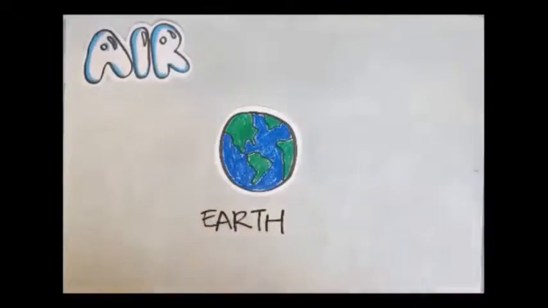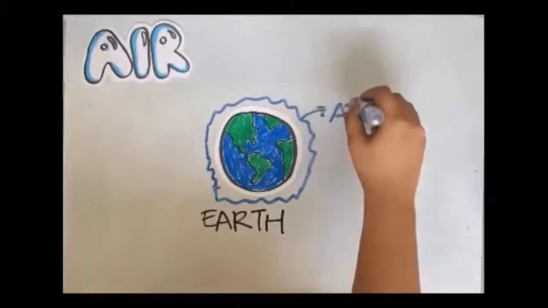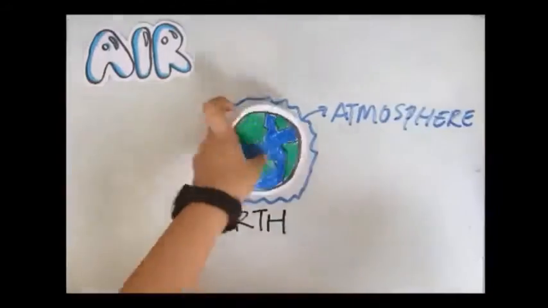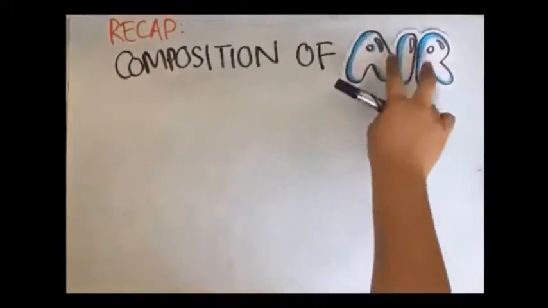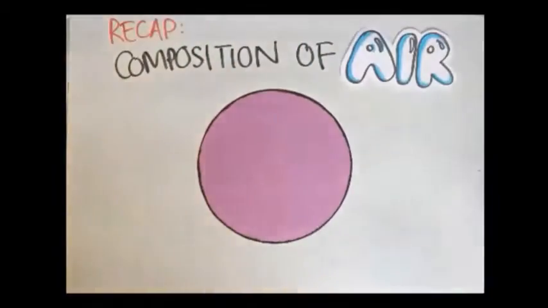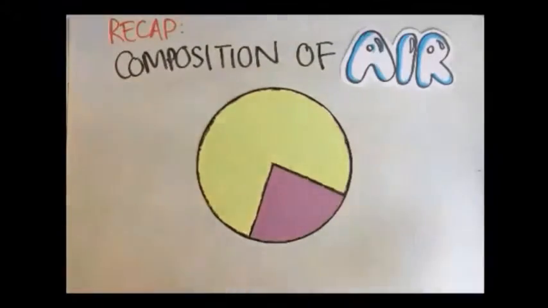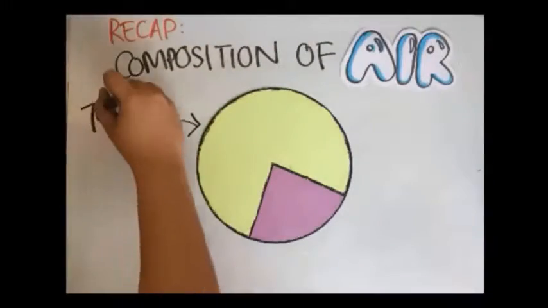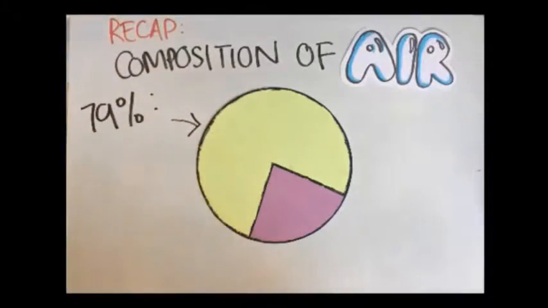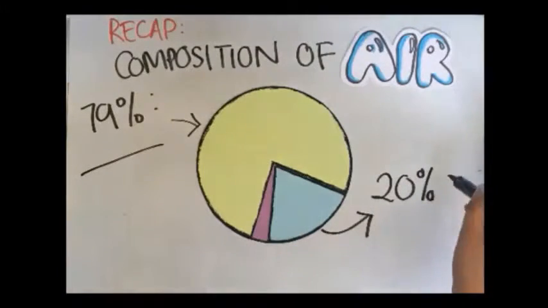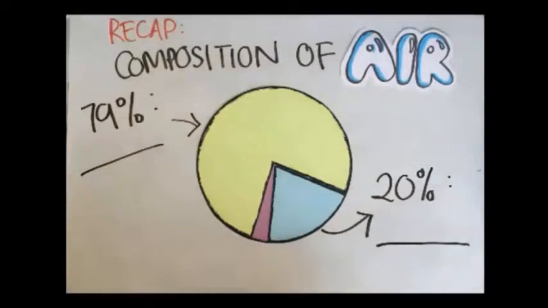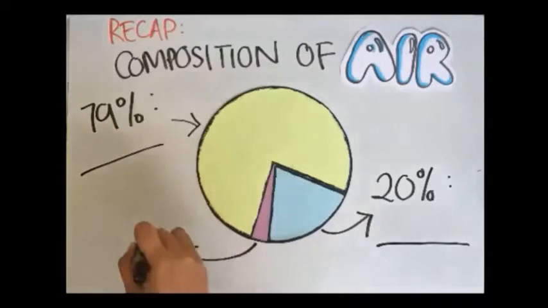So, what is air? Air is an atmosphere surrounding the Earth, and it is made up of different molecules of many types of gases. So let's do a quick recap on the composition of air. Assuming that the purple pie chart represents 100% of air, do you know what gas represents about 79% of air? What gas represents about 20% of air? And lastly, what is the remaining percentage of the gases and what are they?